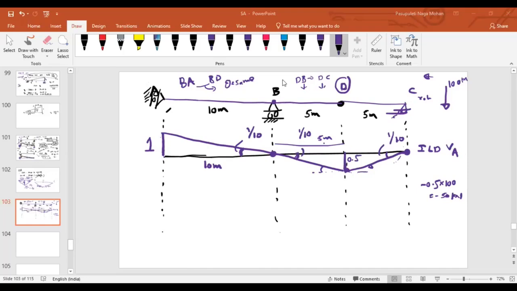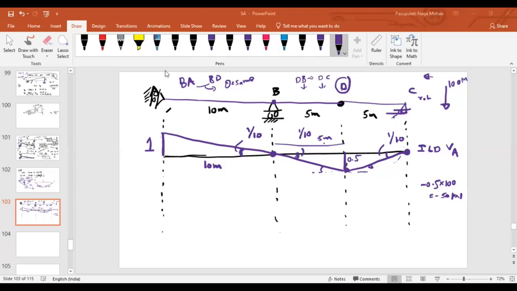Positive magnitude. Direction of the reaction. What is the direction? Upward, sir. Negative. See, the ordinate is placed here in between B to C. What are the ordinates placed in, negative direction or positive direction? Okay, I thought A to B. Okay, sir. B to C is negative ordinate.